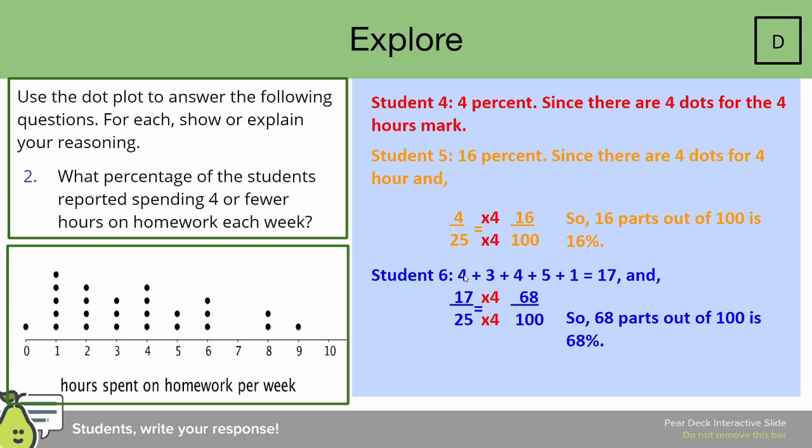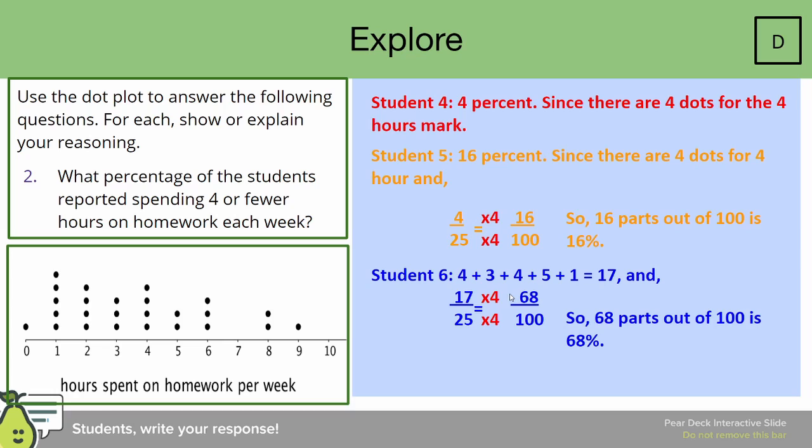Notice they started with 4, and that 4 comes from the 4 dots for the 4 hours. Then they went to 3 because we have 3 dots for the 3 hours. They went to 4 again because we have 4 dots for the 2 hours. Then they went to 5 because we have 5 dots for the 1 hour. And finally, they put one more dot, so they put +1. When adding all these numbers up, you get 17. And so they're saying 17 out of 25 is their ratio. 17 is how many students we are looking at who spent 4 or fewer hours on homework per week. And 25 is your total amount of students.